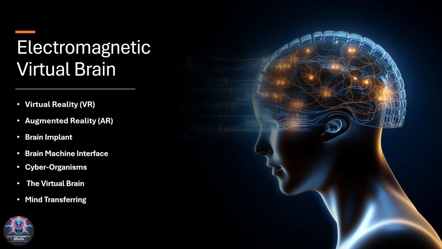Welcome to this part of the Electromagnetic Neurotechnology video series, where we will explore the latest advancements in neurotechnology devices. This section will cover a range of technologies designed to enhance, interface with, or even replicate brain functions. We will begin by discussing brain-supporting technologies such as virtual reality, VR, and augmented reality, AR, which enhance sensory perception and cognitive capabilities without directly interfacing with the brain.